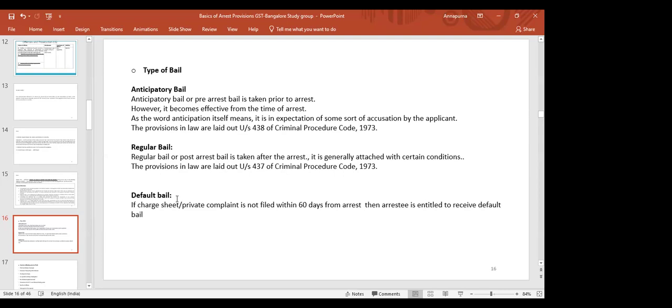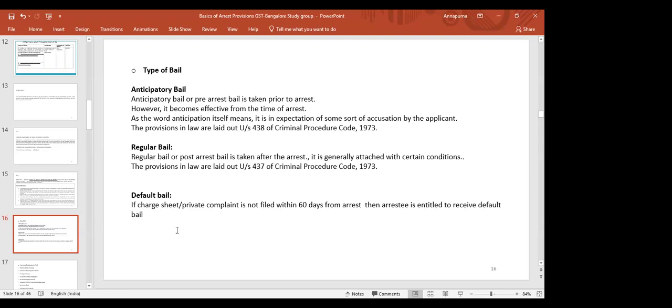Then default bail was also there. So what is default bail? If a charge sheet or private complaint is not filed within 60 days. If it is a GST officer, he will be filing a private complaint, and if it is not filed before the magistrate within 60 days, then that arrestee is entitled to default bail.